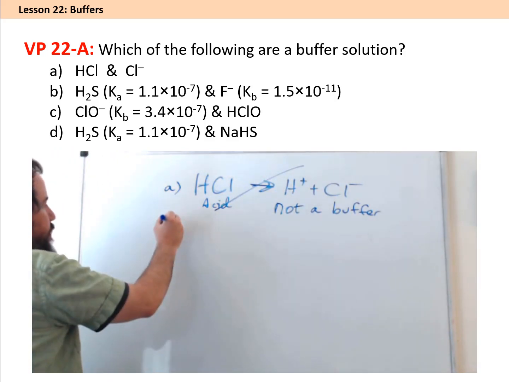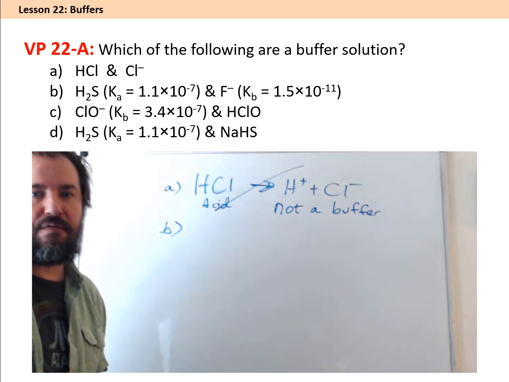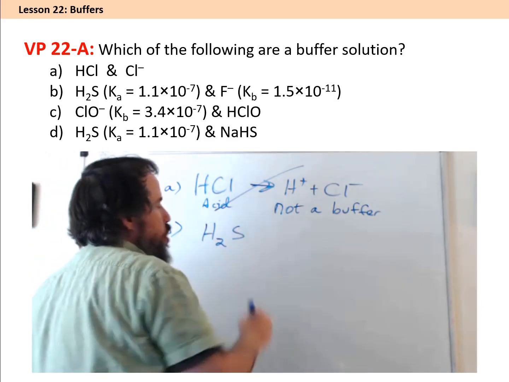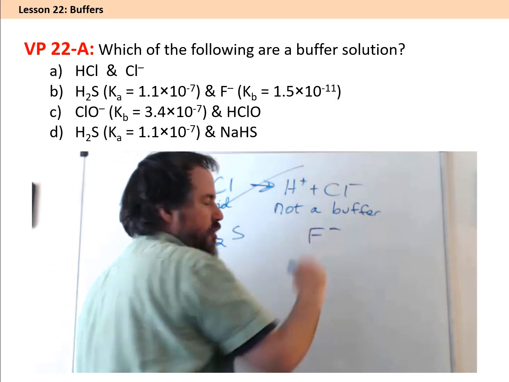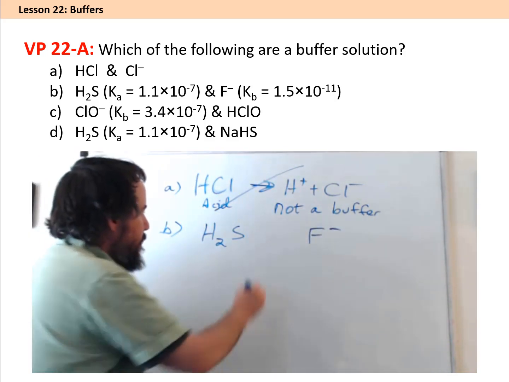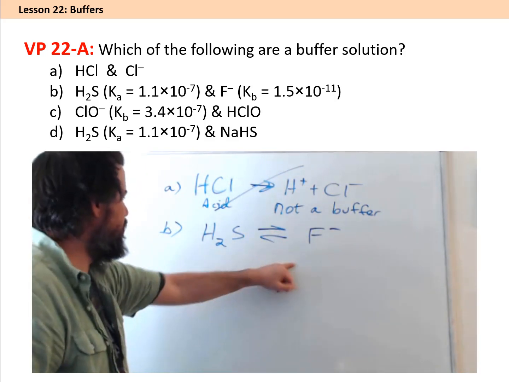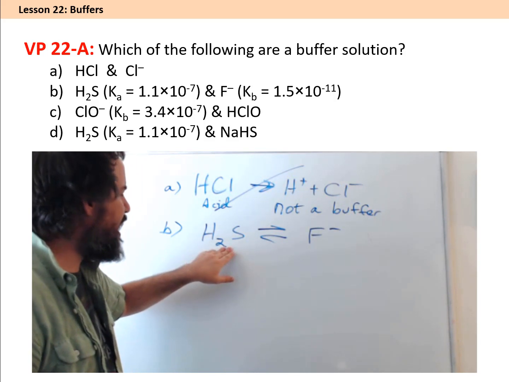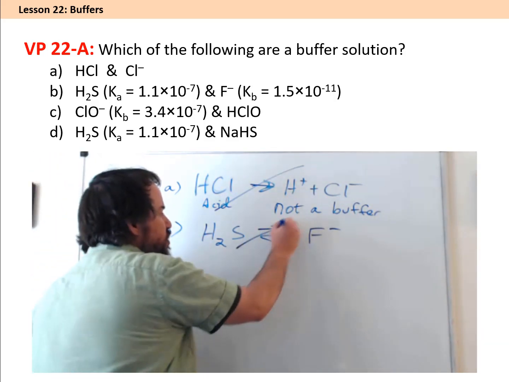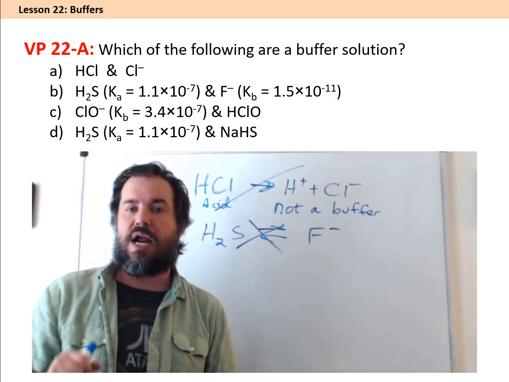How about the second one? We have H2S, and we have a Ka for that, and we have F minus, and that has a Kb. So those are a weak acid and a weak base. But are these two things related? No. There's no way I can get H2S, it loses some H pluses and get to F minus. So even though they're a weak acid and a weak base, they're not a pair.